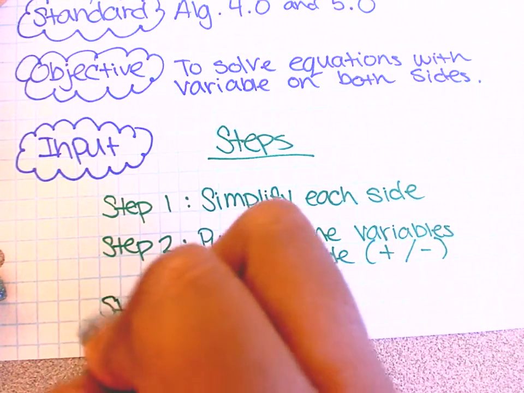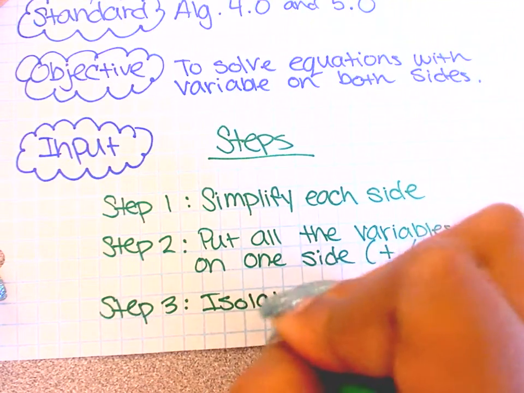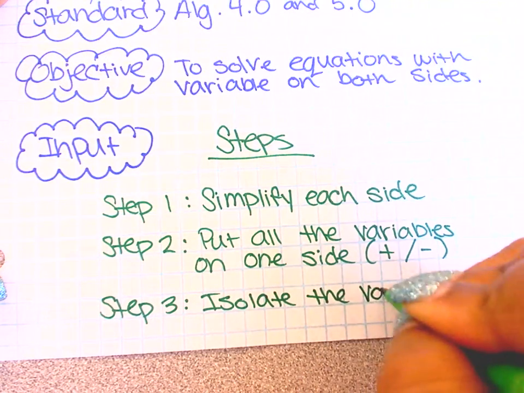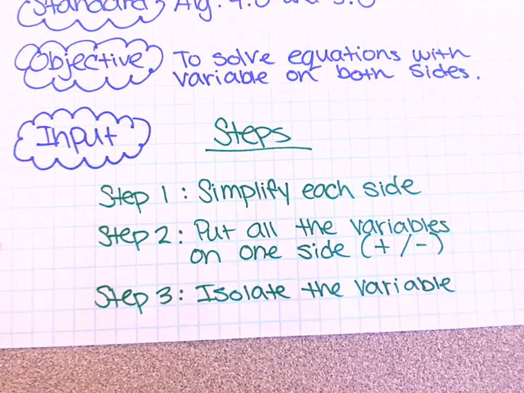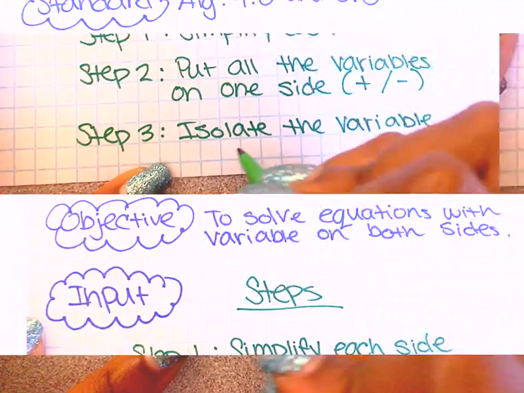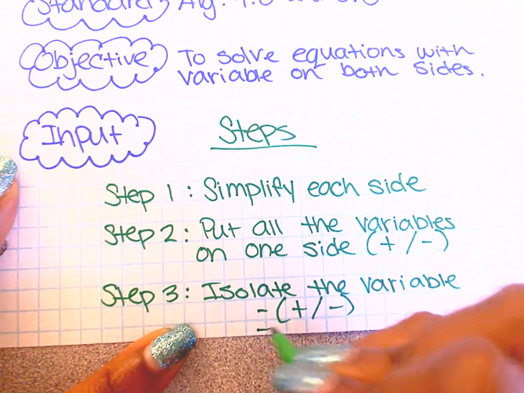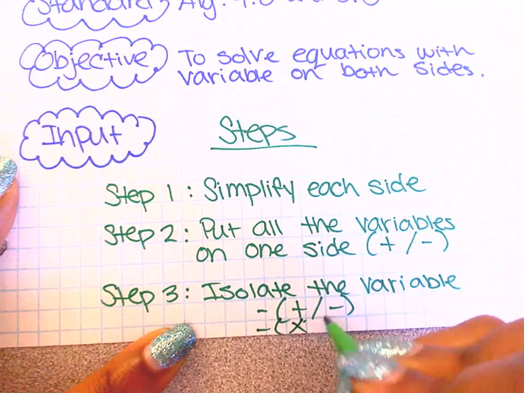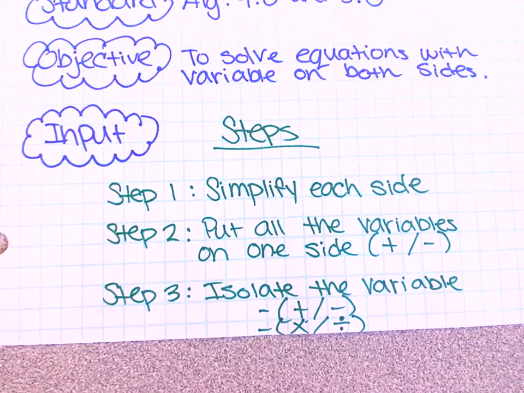Step 3, isolate the variable. So again, you'll isolate the variable first by adding and subtracting, and then you will either multiply or divide. So that one extra step is to simplify both sides and put the variable on one side.